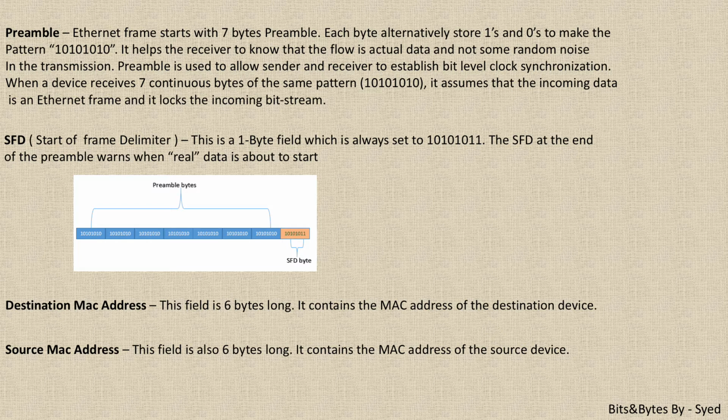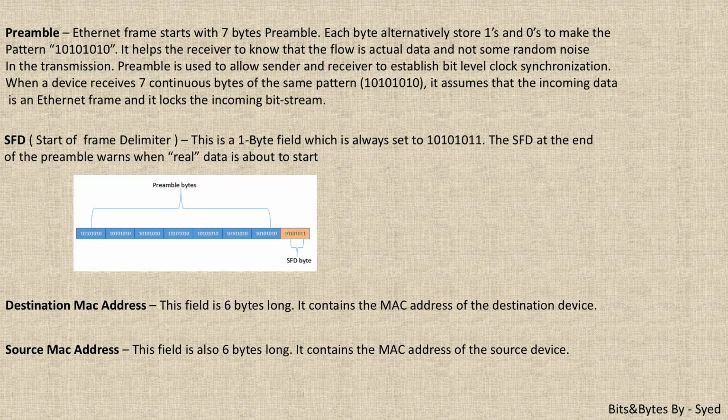When a device receives 7 continuous bytes of the same pattern 10101010, it assumes that the incoming data is an Ethernet frame and it locks the incoming bit stream. So it serves the purpose of clock sync between the source and destination, and also lets the receiver know that it's actual data and not some random noise in the transmission.